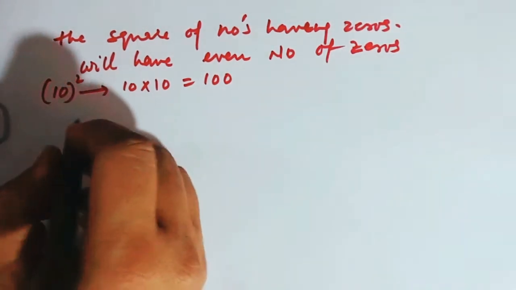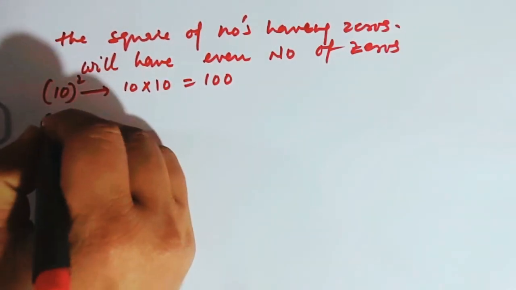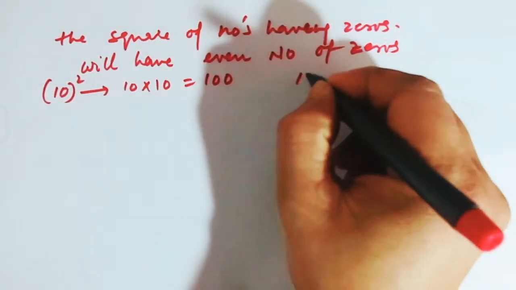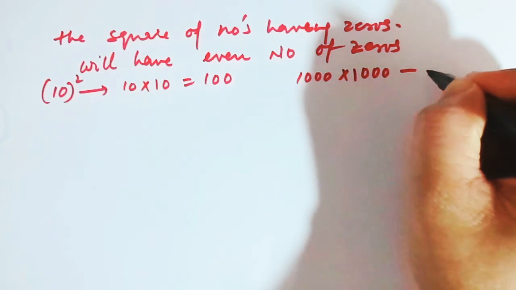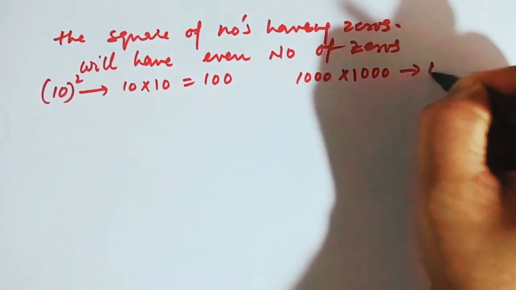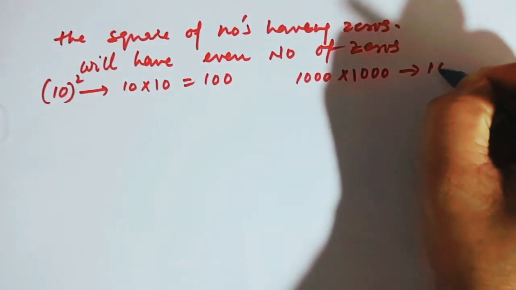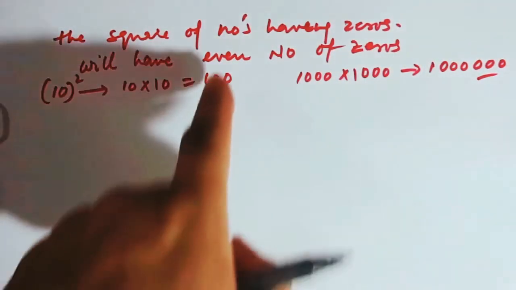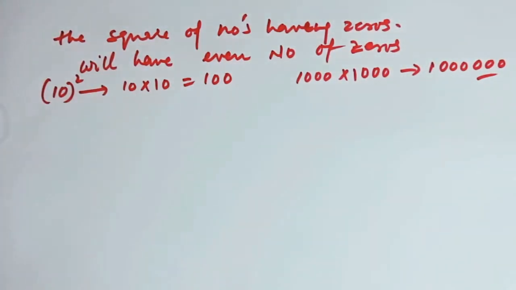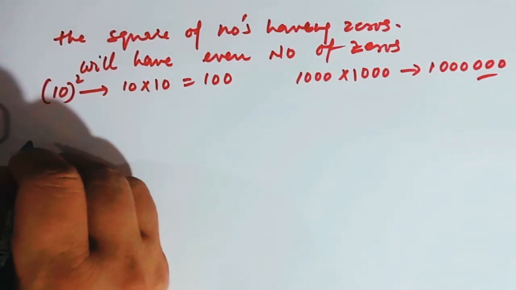If we take even 3 zeros, as we said, we got 6 zeros. 1000 into 1000, naturally you will get how much? You will get 1 followed by 0 0 0 0 0 0, 6 zeros. So it will have an even number of zeros. So is it possible? Naturally, no, it's not possible. Okay. So please keep your mouth shut.